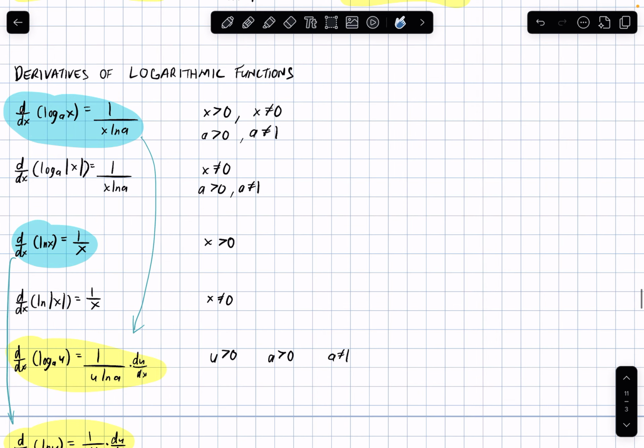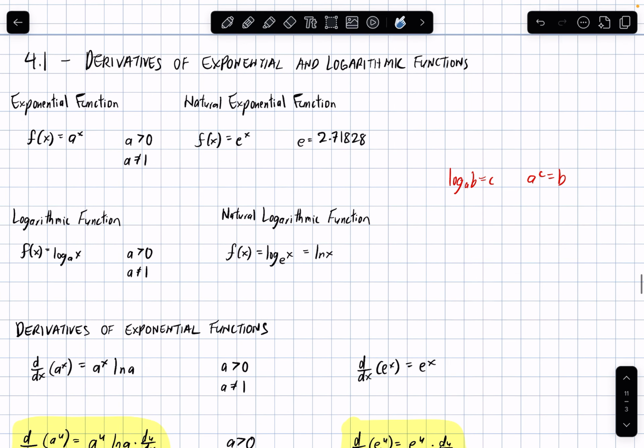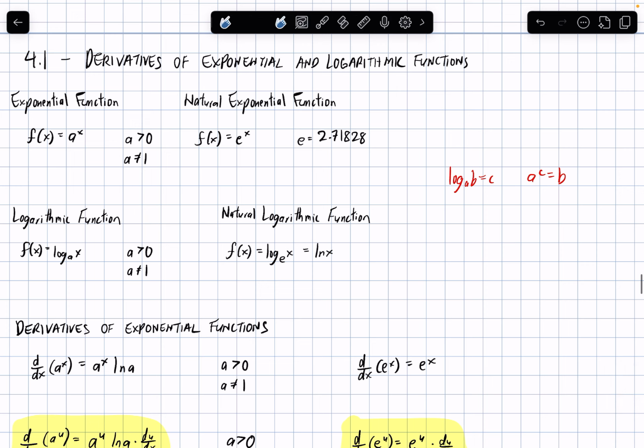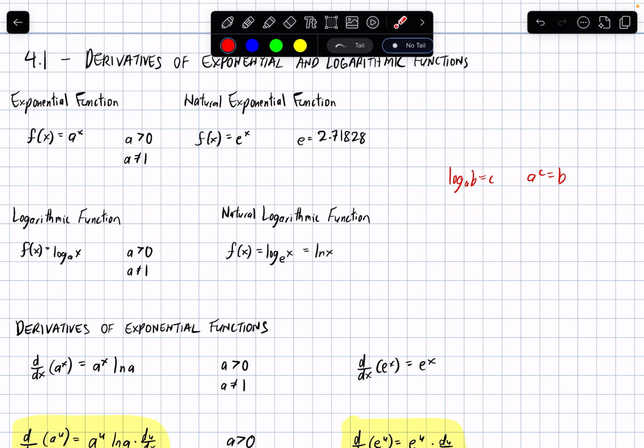So where do I start? Okay. Exponential function looks like this. So f of x is equal to a raised to x. And for a natural exponential function, f of x is equal to e raised to x, such that e has a specific value of 2.71828. So this is, I believe, Euler's number.